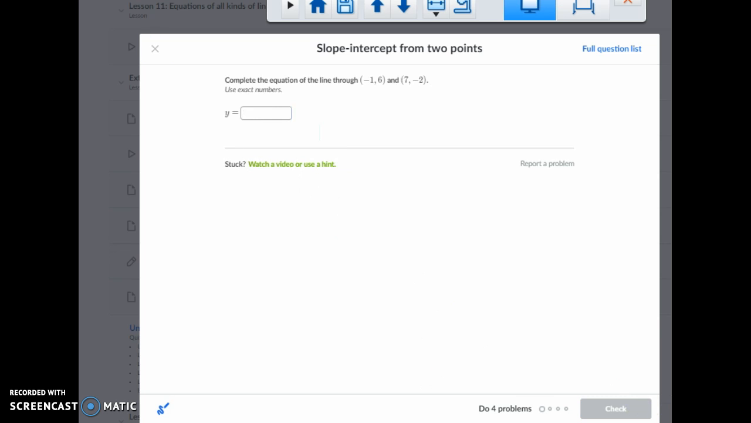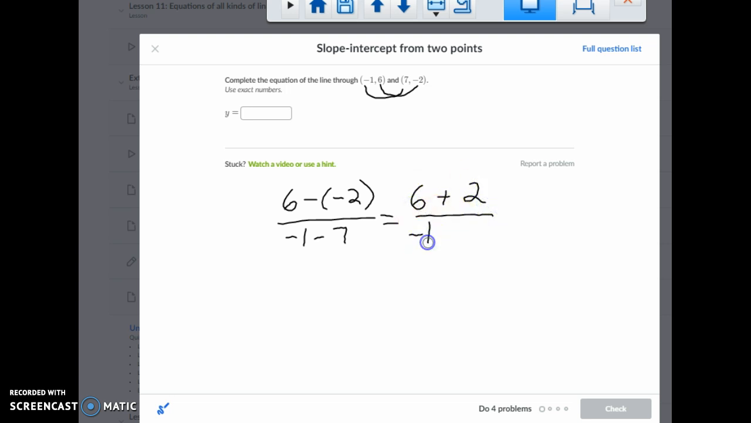Okay, so let's look at this one here. We have change in y, 6 minus negative 2, over the change in x, which is negative 1 minus 7. So then we're going to keep it, change it, switch it. So 6, change it, plus opposite of negative 2 is positive 2. Down below, you keep it, negative 1, change it to an addition, 7 to its opposite, negative 7. So that's 8 over negative 8. 8 divided by negative 8 is negative 1, and that's my slope, or my m.